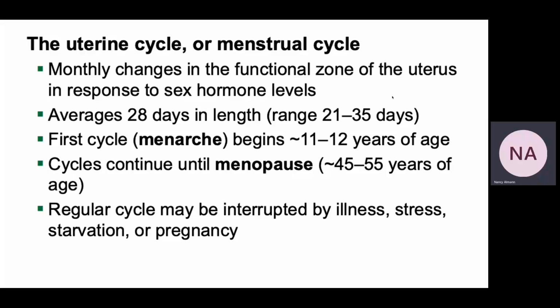The range for the menstrual cycle, the uterine cycle, is between 21 and 35 days. People use 4 weeks because that seems to be the most typical as well as the average. Menarche, which is the first cycle, begins at around 11 or 12 years of age. They continue until about 45, 55, 60 years of age. That's known as menopause. And your uterine cycle can be interrupted by stress, illness, starvation, pregnancy.